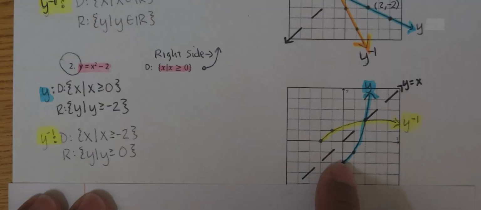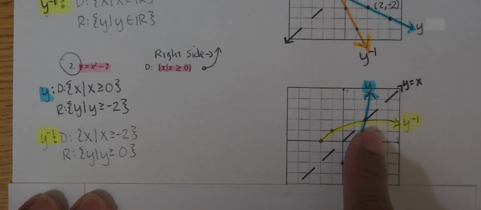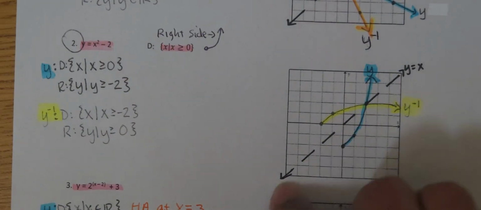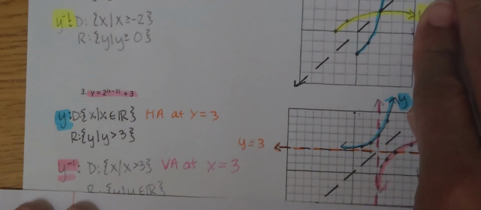So again, all I did was I switched the coordinates. The coordinates of this point are (0, 2). Switch them, they become (-2, 0). This is (1, -1). Switch them, it becomes (-1, 1). And the point is you get all those points. And this is the line of symmetry again, the line y equals x.